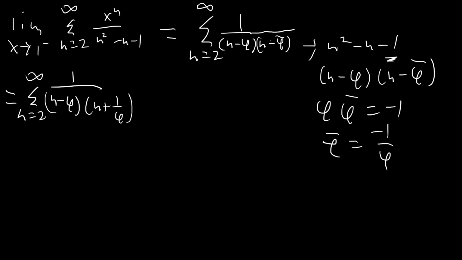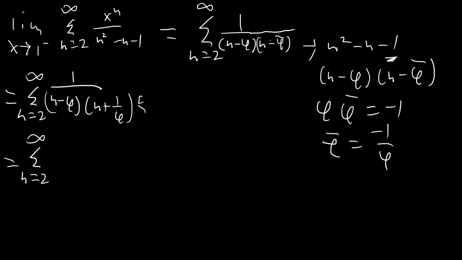And we're just going to go ahead and use the cover-up method. So this is going to end up being the sum from n equals 2 to infinity. When we go ahead and plug in phi right here, we're going to get 1 over phi plus 1 over phi, which, using the properties of phi, 1 over phi is actually equal to phi minus 1, and phi squared is equal to phi plus 1.